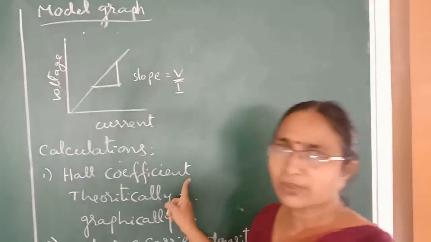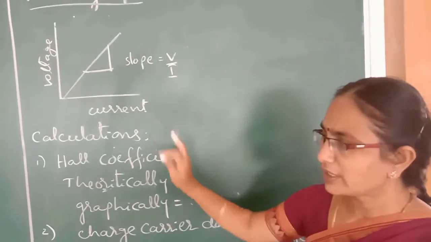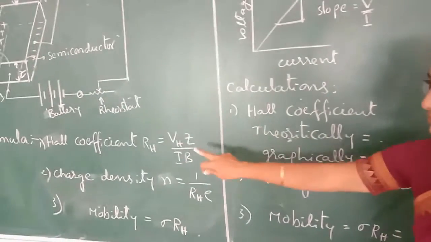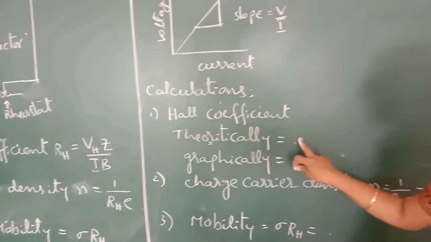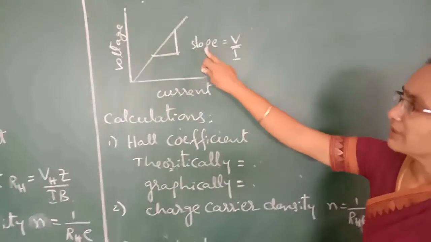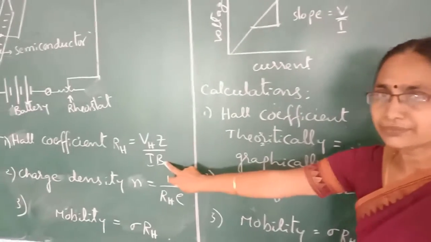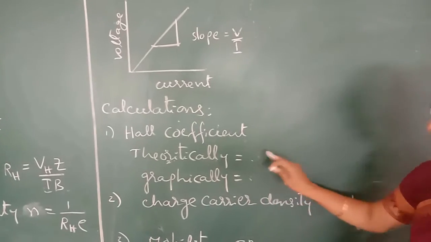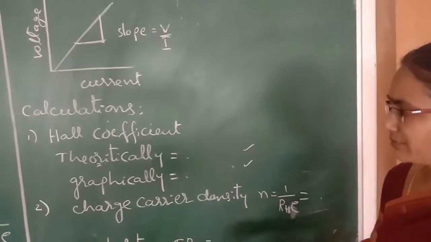The Hall coefficient can be calculated by two methods. Theoretically, by directly putting the value of current and voltage in this formula, we can calculate it theoretically, and from the graph, by putting the value of the slope in this formula, we can calculate it graphically also. So we are going to compare this theoretical value and graphical value.